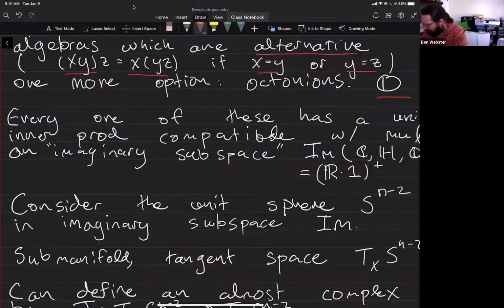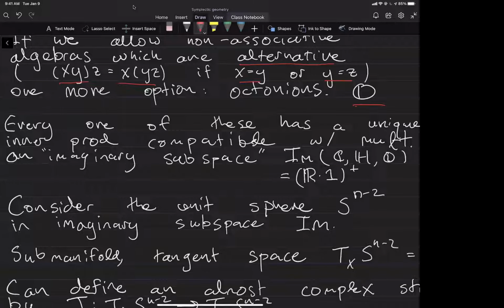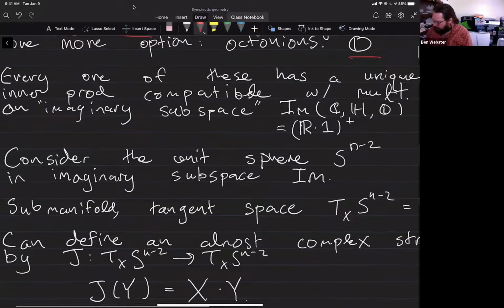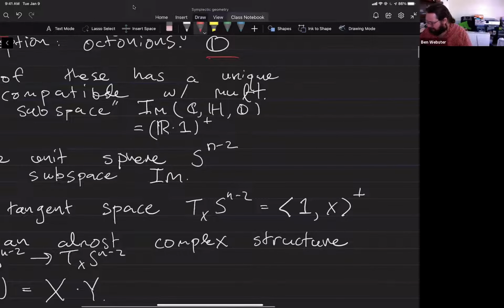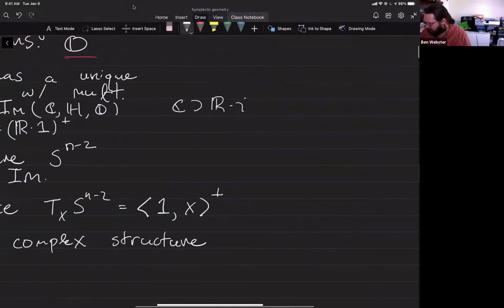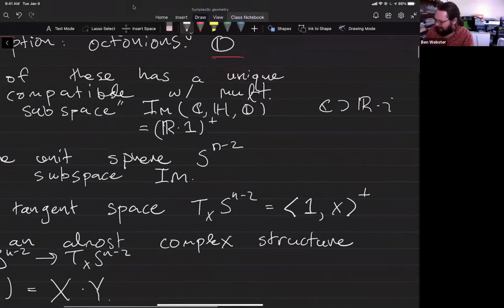But I want to talk more about our actual interest, which is almost complex structures. So every one of these has a unique inner product. On C, it's the obvious one that's related to length as complex numbers, which allows us to define an imaginary subspace as the stuff that's perpendicular to 1. So in C, this is just the span of i over R. In the quaternions, this is the span of i, j, and k. And similarly in the octonions, you can write the octonions as generated by i, j, and l. Anyways, you have 7 imaginary things instead of 3, and you have some complicated rule for how they multiply.